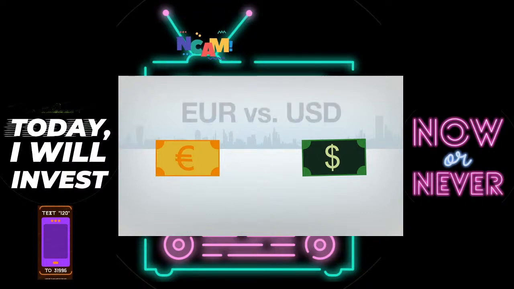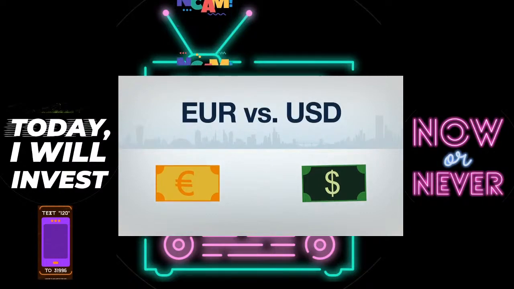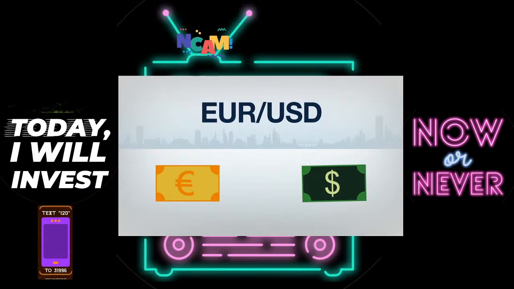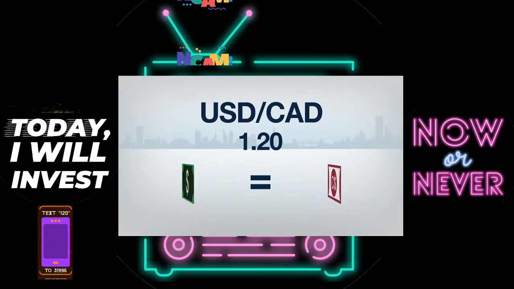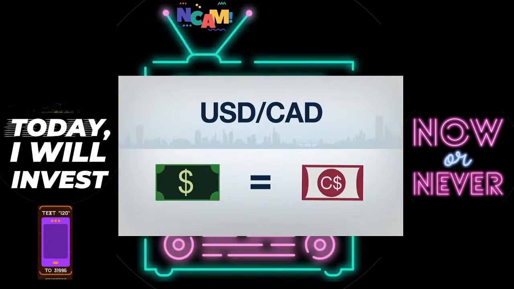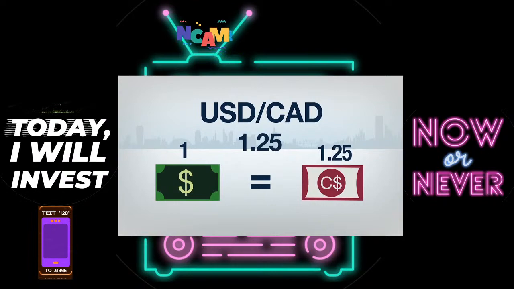Let's look at an example using the euro versus the US dollar currency pair. If the EUR/USD is trading at 1.20, that means 1 euro is equal to $1.20 US dollars. Here's another example using the US dollar versus the Canadian dollar currency pair. If the USD/CAD is trading at 1.25, that means 1 US dollar is equal to $1.25 Canadian dollars.